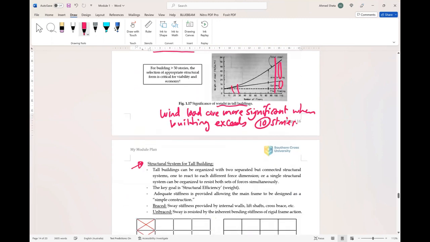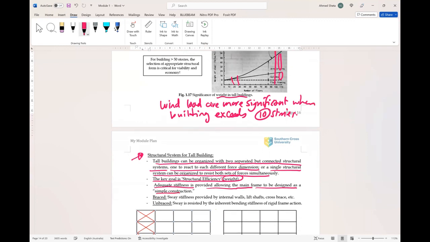Structure systems for tall buildings. Tall buildings can be organized with two separated but connected structure systems, one to react to each different force dimension, or a single structure system can be organized to resist both sets of forces simultaneously. The key goal is structure efficiency, weight. Adequate stiffness is provided, allowing the main frame to be designed as simple construction.